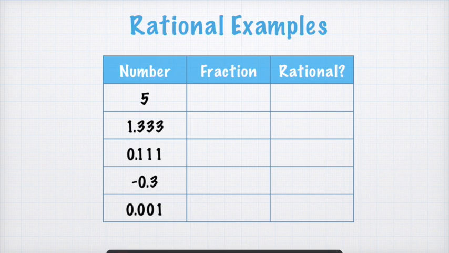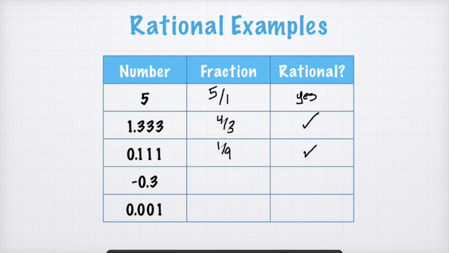We have some numbers that we can write as a fraction. Our number 5 can be written as 5 over 1, so it is rational. 1.333 can be written as a fraction. That's 1 1/3, or in other words, 4/3. So that is also rational. We have 0.111. This is surprisingly a rational number, so it repeats. It's a nice fraction. It's actually 1/9. Since it can be written as a fraction, yes, it counts as being a rational number.